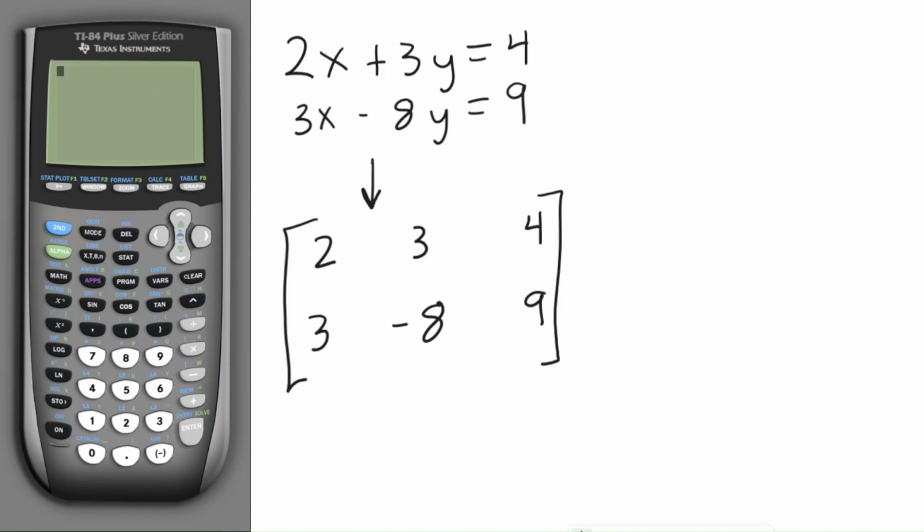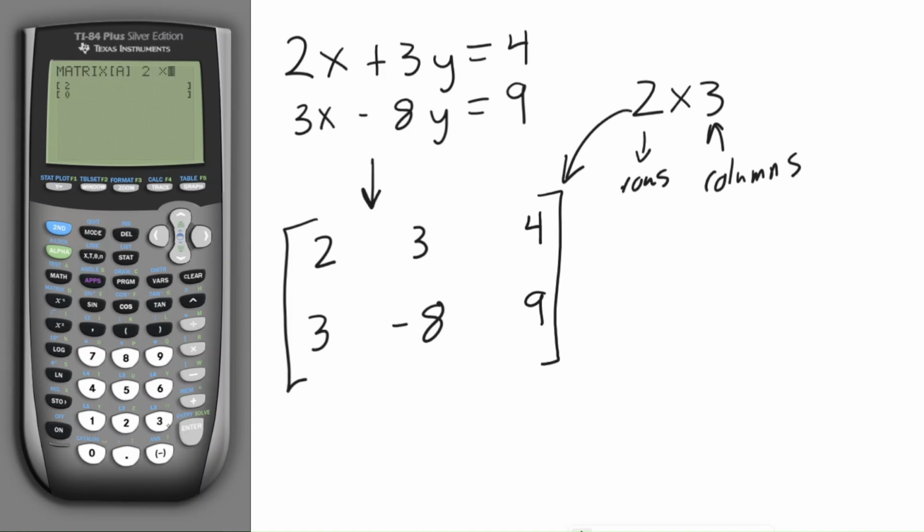So on the calculator, I'm going to hit the second matrix button, and then I go to matrix A, but I want to go to edit it. So I'll hit the arrow over a couple times and go to edit matrix A. Now we have to tell it its dimensions. So this is a 2 by 3 matrix because you'll see there are 2 rows and 3 columns. And so that's how many entries we have. There's 6 entries. So we'll type in 2, enter, 3 in the calculator.